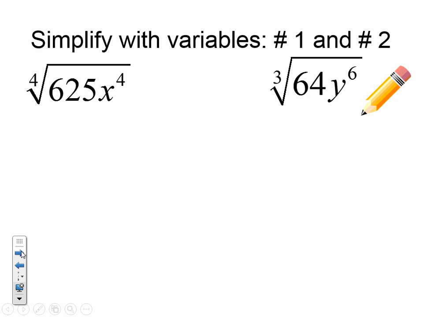Okay, so those are some where we don't have variables. Now we're going to put some variables on the inside. So we have numbers and letters. Here's where things get a little sketchy. Be careful, pay close attention. So 1 and 2, 3 and 4, here we go.